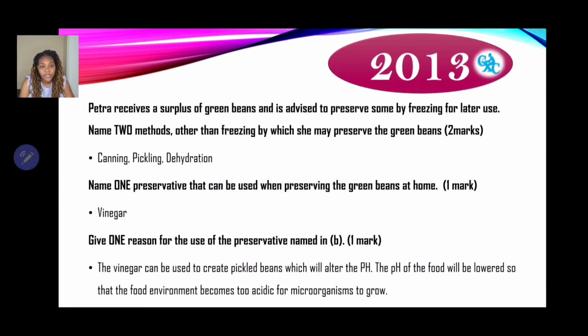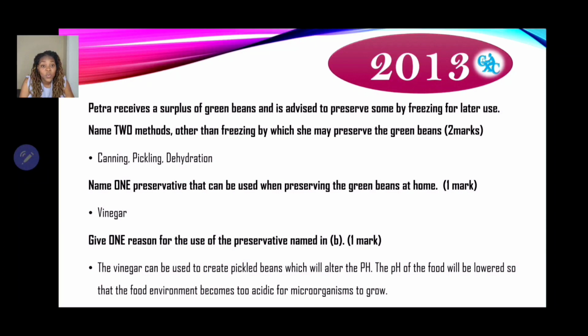Good. 2013, Petra received a surplus of green beans and is advised to preserve some by freezing for later use. Name 2 methods other than freezing by which she may preserve the green beans. And that is 2 marks. So freezing is out of the way, so we must come up with some other methods of preservation, and the ones we have here are canning, pickling, and also dehydration.